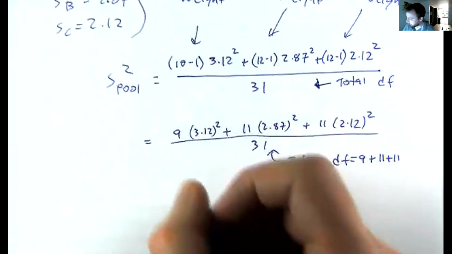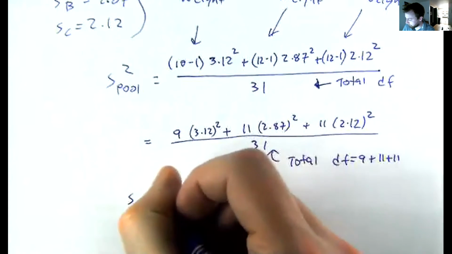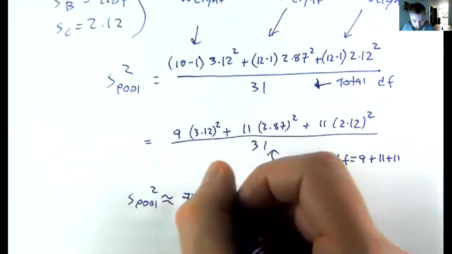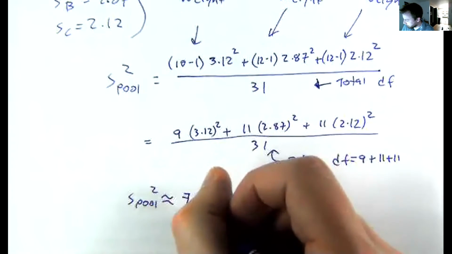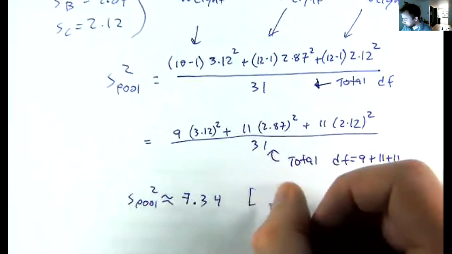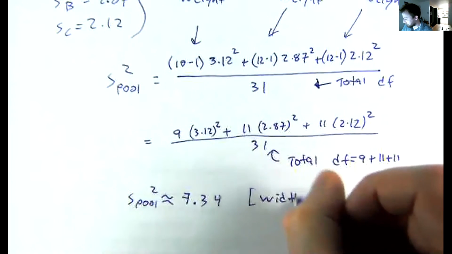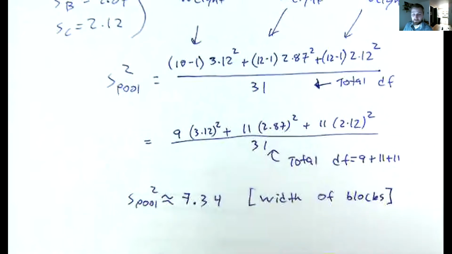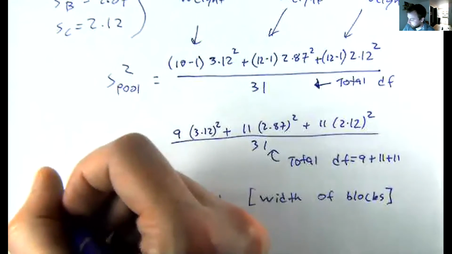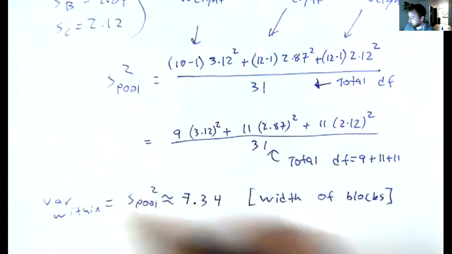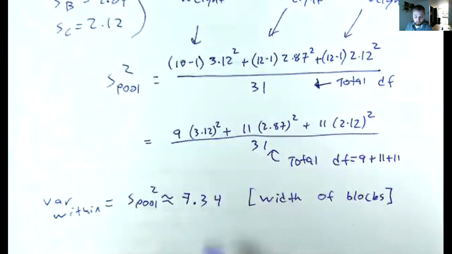I'm going to type this into a calculator and I'm going to see what I get. I appear to get something like 7.34. And this tells me something about how wide the blocks are. Now this one I can actually make a little bit of sense of. This is the variation within my group. And I'm going to keep this thing and I'm going to write a formula for it.